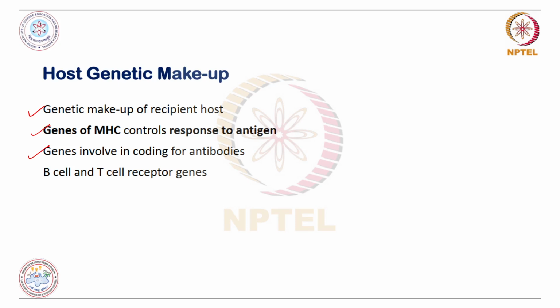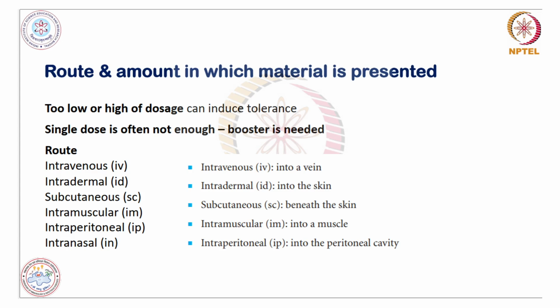These include genes for the variable region of antibodies, which we will study in upcoming slides. The next one is B cell and T cell receptor genes. Their genetic basis also decides the diversity and specificity of immune recognition by the host. And the next property is the route and amount in which the material is presented. If it is too low or too high, then it can induce tolerance. There should be a specific route or specific amount.